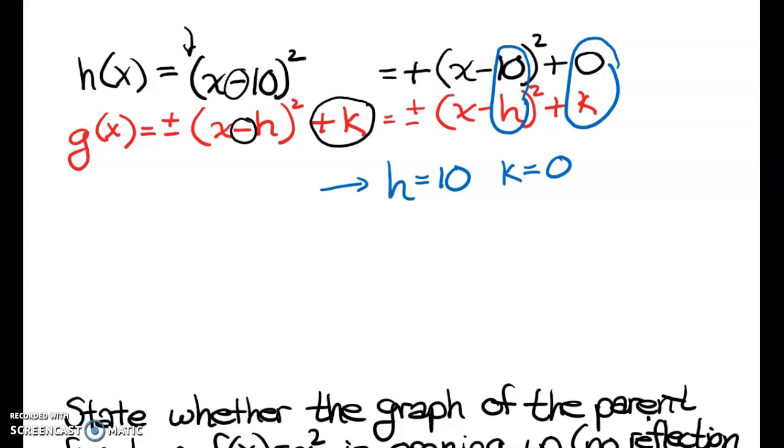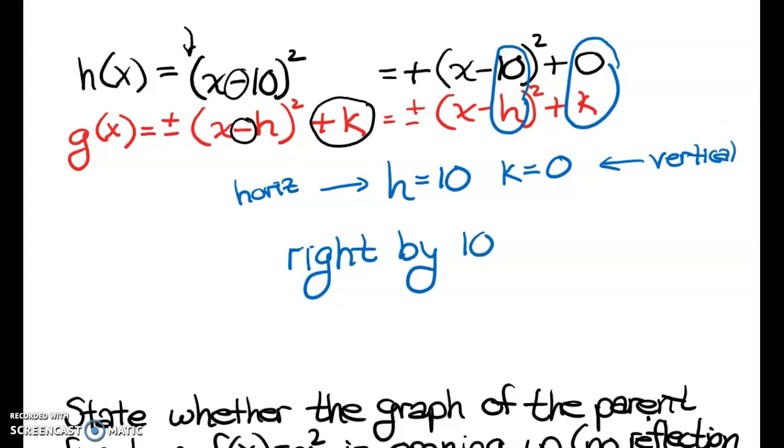So again, this is my horizontal, this is my vertical. Because my k value is 0, I have no vertical shift, but my h value is positive, so I'm moving to the right by 10. And my vertex is h comma k, so it's 10 comma 0.